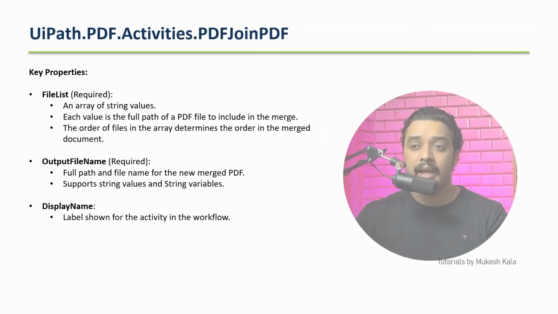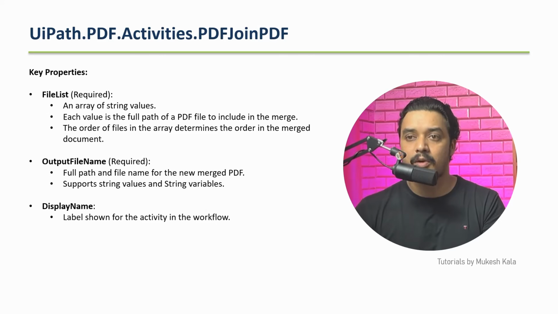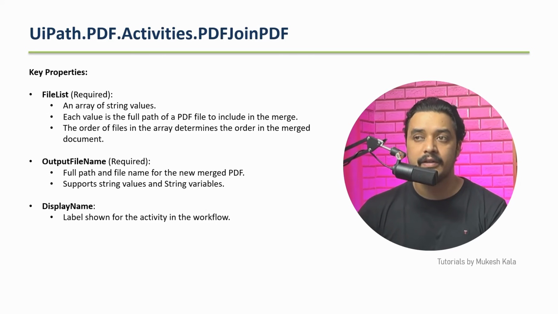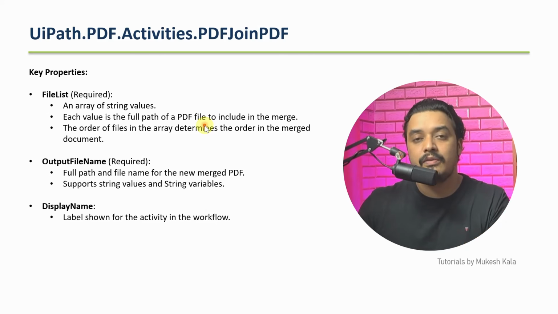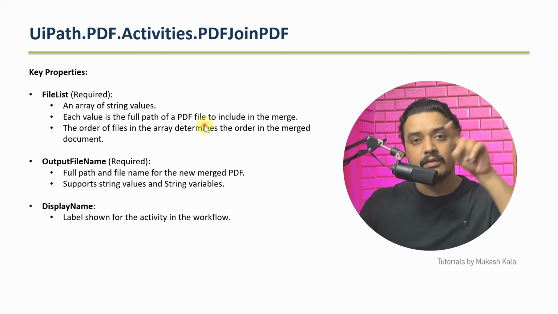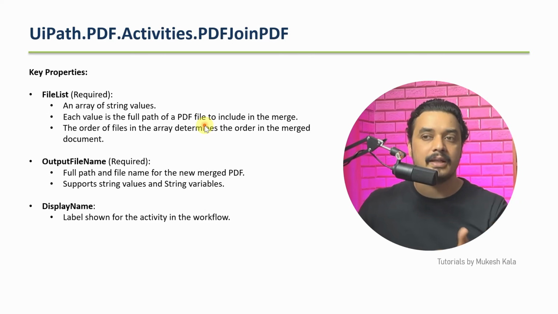Okay. And with that, let's discuss the properties. Okay, so the activity is called PDF join, right? And as we have just seen, the input is an array of string variables. Double quotes, you pass the string, or you can also pass the variable. Each value is the full path of the PDF file. You notice that I have passed the full path and not only this thing, because it will not be able to understand where exactly is the PDF, right? So we have to provide the full path. Shift right click, copy as path, as we have done.